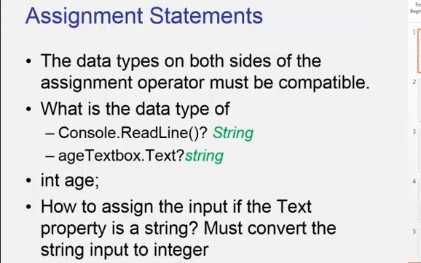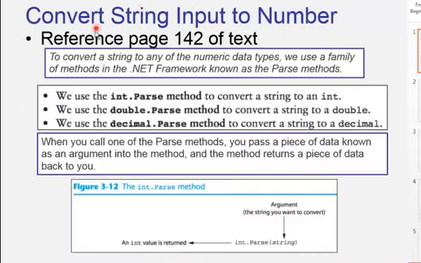So let's take a look at the types of conversions that we have in this chapter. To convert string input to a number, let's reference page 142 of the text. To convert a string to any of the numeric data types, you can use the parse methods. Now there are other methods. We will be learning other methods as we go through the book. So if you do int.Parse, you will take a string argument and convert it to an int. Double.Parse takes a string argument and converts it to double. Decimal.Parse takes a string argument and converts it to decimal.